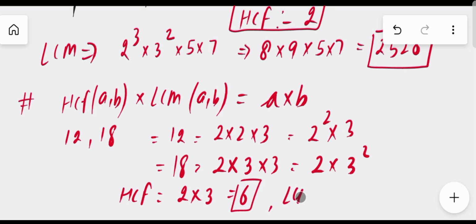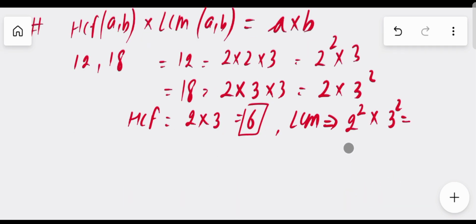And for LCM, I already told you, the greatest power. Check the greatest power. The greatest power of 2 is 2 raised to the power 2, and 3 raised to the power 2. So that is equal to 2 power 2 is 4, and 3 power 2 is 9, and that is equal to 9 fours are 36. So this is your LCM.